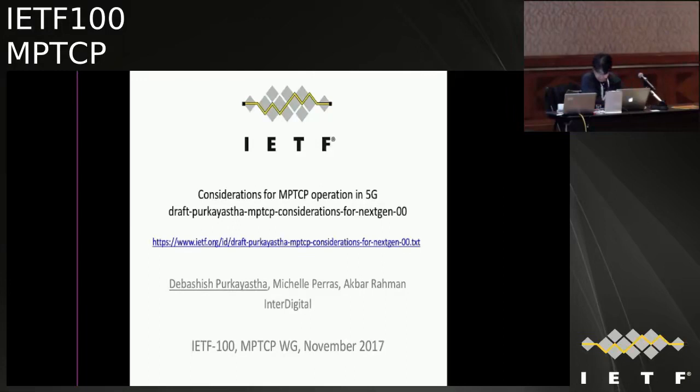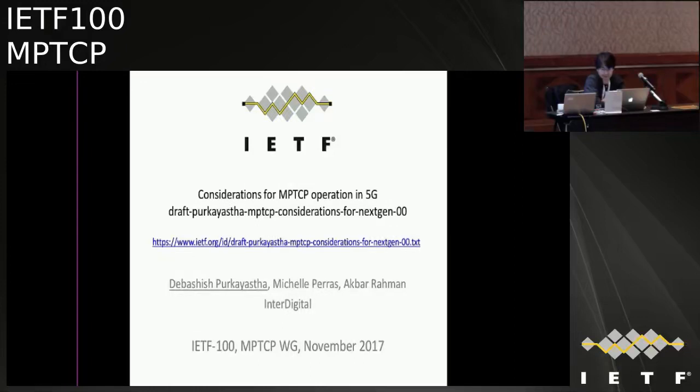I'm presenting on behalf of my co-author Debashish. He's the main author, but he had a conflict with another group. So we wrote this draft after the Prague meeting because we had asked a question when there was an Apple implementer who was describing the Apple implementation of Mptcp, and we had asked if the Apple implementation considered multiple IP addresses being possible for a given interface, specifically for cellular.